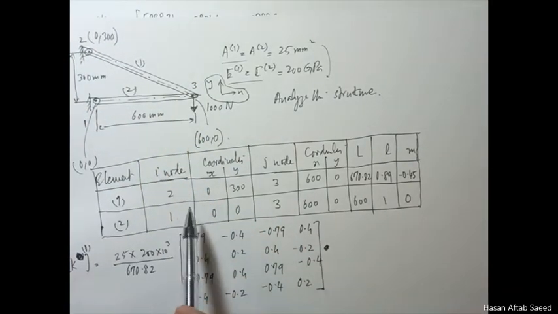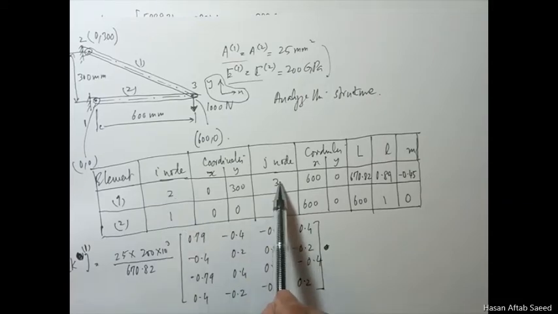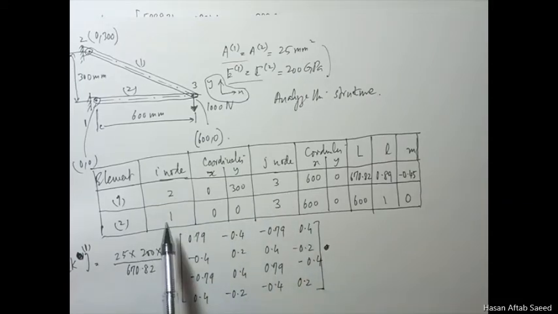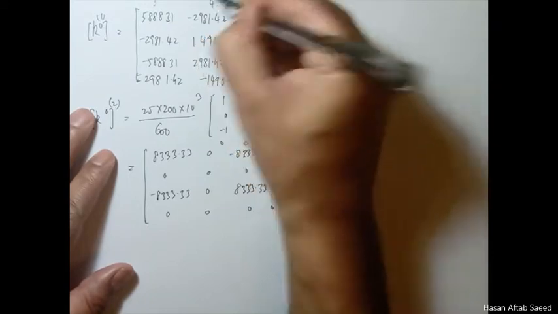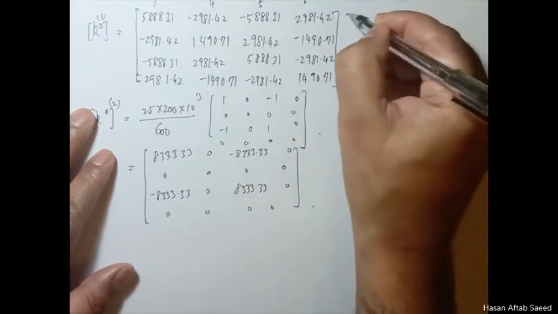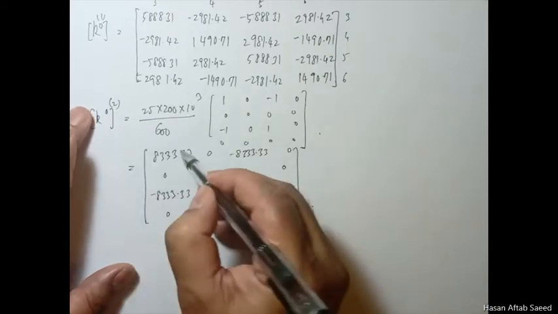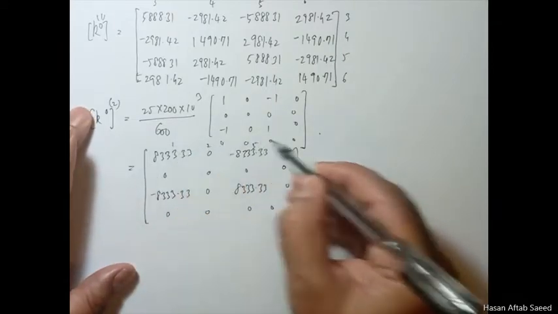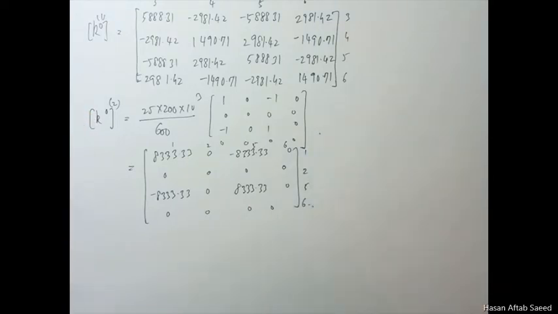The degrees of freedom involved with element 1 are 3, 4, 5, 6, and with element 2 are 1, 2, 5, 6. Just for our own clarity, we label element 1 as 3, 4, 5, 6 for rows and columns, and element 2 as 1, 2, 5, 6 for rows and columns. This is how you label them.